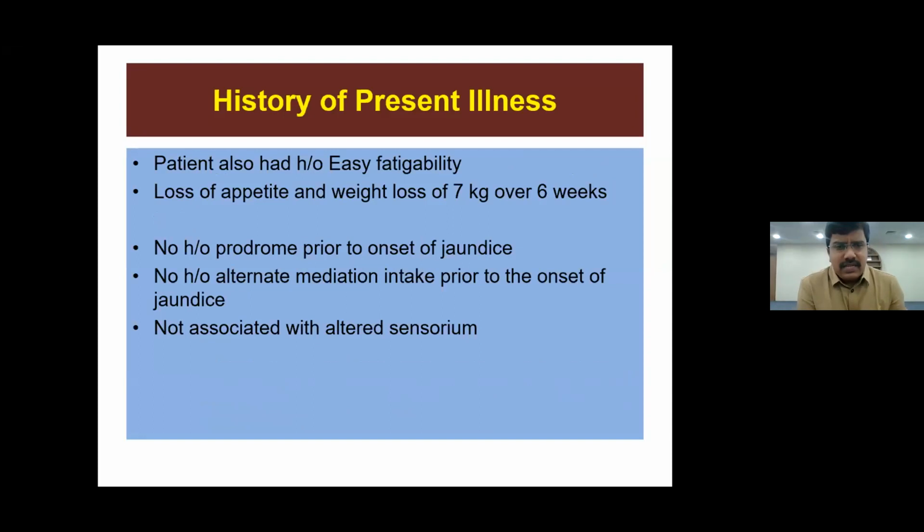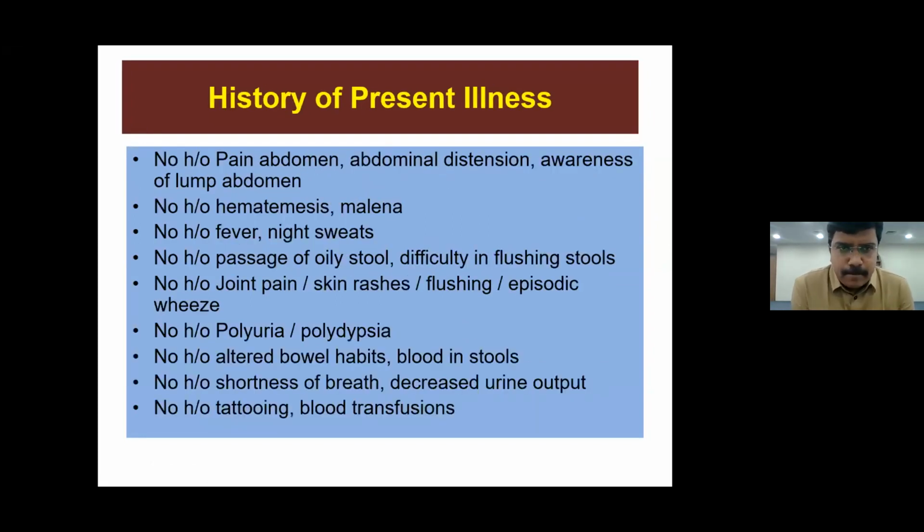However, there was no history of prodrome prior to the onset of jaundice, and there is also no history of alternate medication intake prior to the onset of jaundice, sir. And this jaundice is also not associated with altered sensorium. There is no history of pain abdomen associated with this jaundice. There is no history of abdominal distension or awareness of lump abdomen, and there is no history of hematemesis or melena.